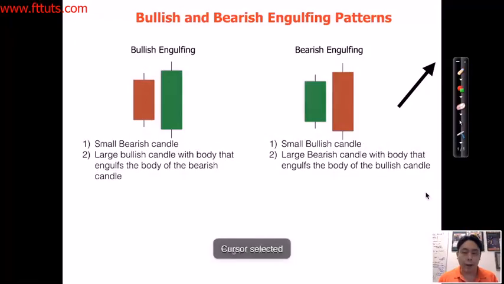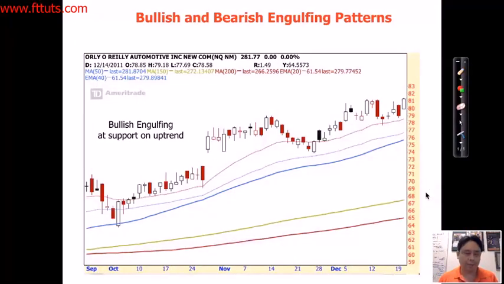Let's take a look at the charts. All right. So can you find any of the engulfing patterns? Take a couple of seconds, see if you can spot it. And again, we want the candlestick pattern to ideally be coinciding with the moving average support or resistance. Okay? So there you go.